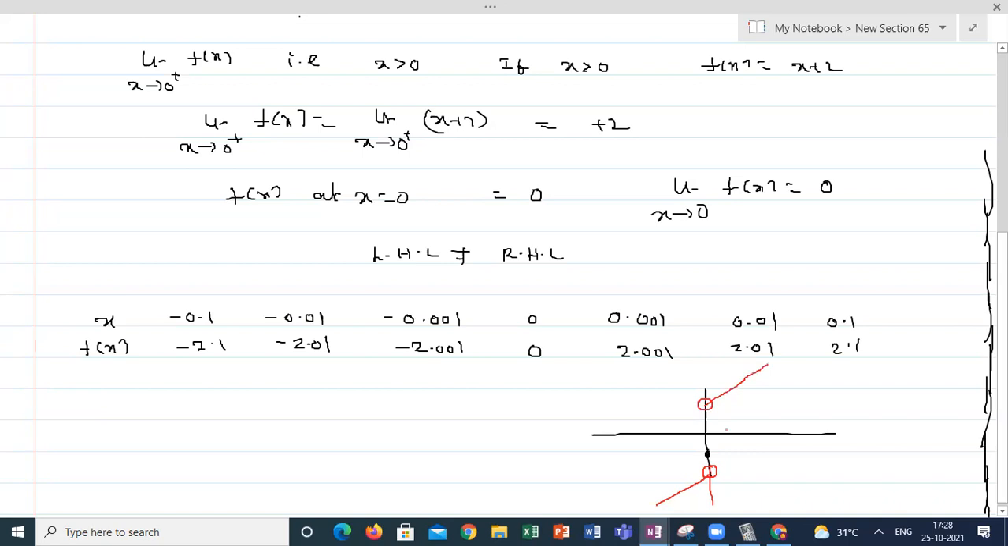Where this point is 0, 0, minus 2, and this will be 2 comma 0. So at this value, it doesn't have any value. It might be 0 or it might be 2.01, it might be 2.001. All the three values are defining here when x is approaching 0. That's the reason we can say this function is not defined at x is equal to 0. The limit of the function is not existing at x is equal to 0.